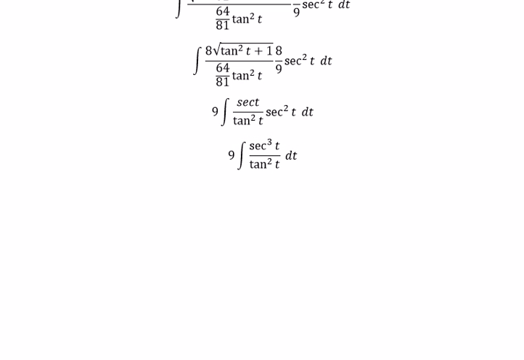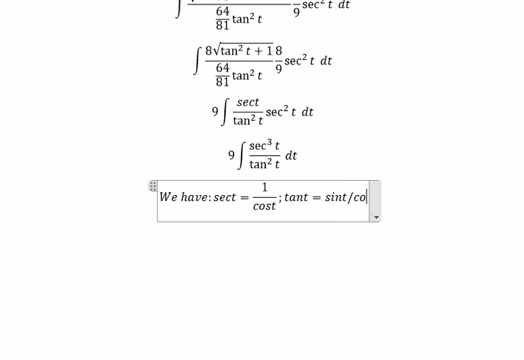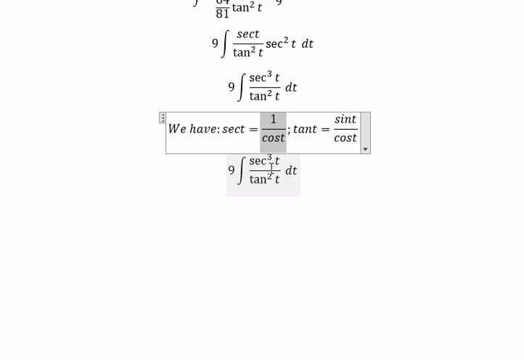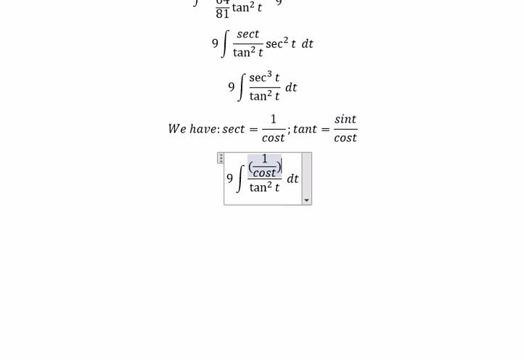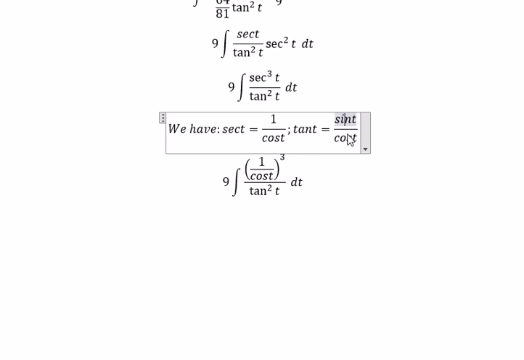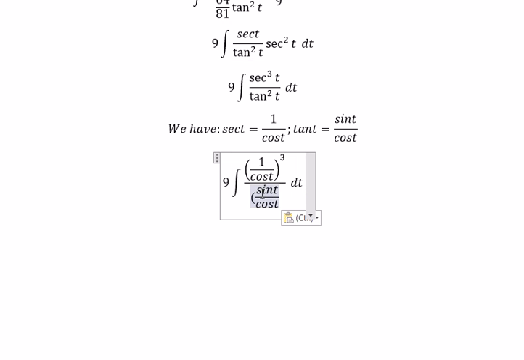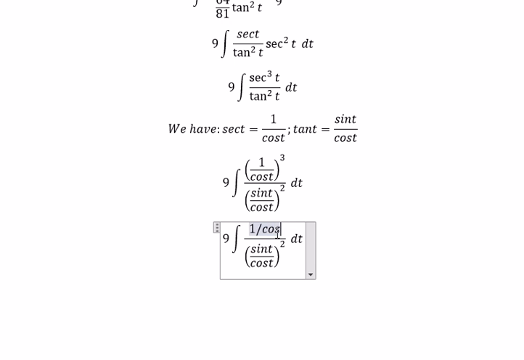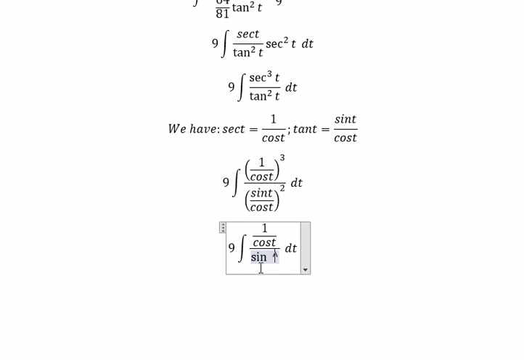Next, we have secant of t equal to 1 over cosine t, and tan t equal to sin t over cosine t. So we put this one in here. Tan t square, we change for this one. We have cosine t square in here and cosine t square in here. So you got 1 over cosine t, and we have sin t square in here.